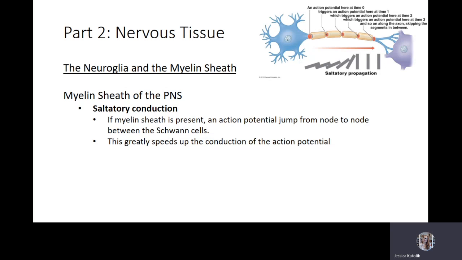So if the myelin sheath is present, the action potential can jump or leap using saltatory conduction between the Schwann cells, that was a mouthful, and this will speed up the conduction.